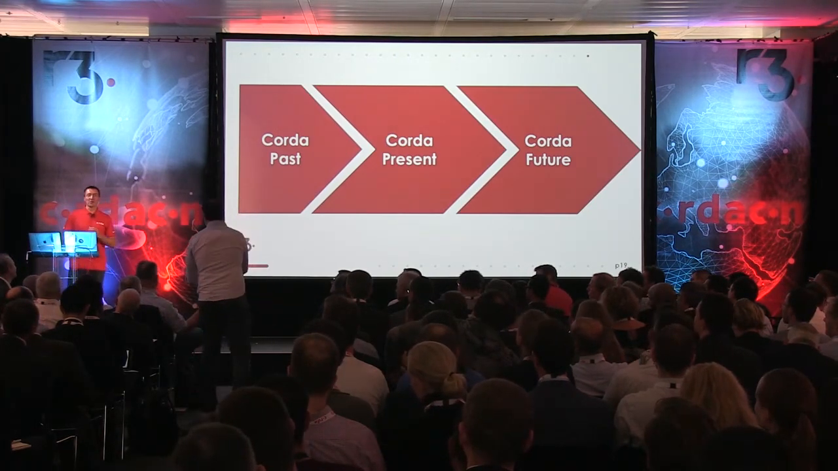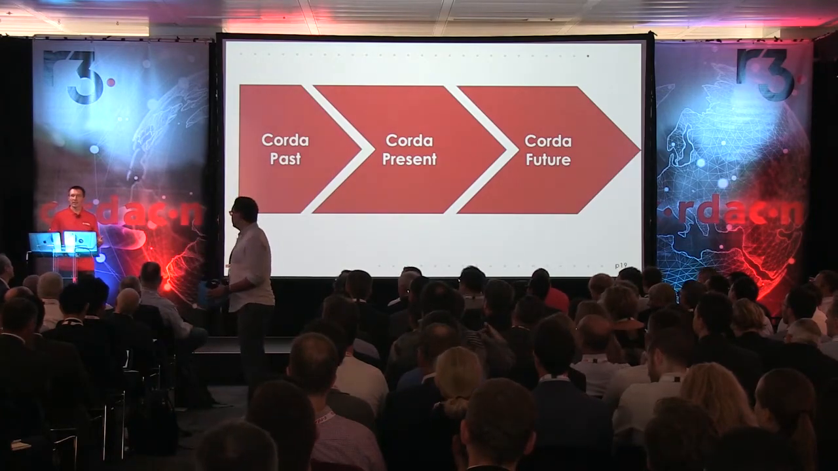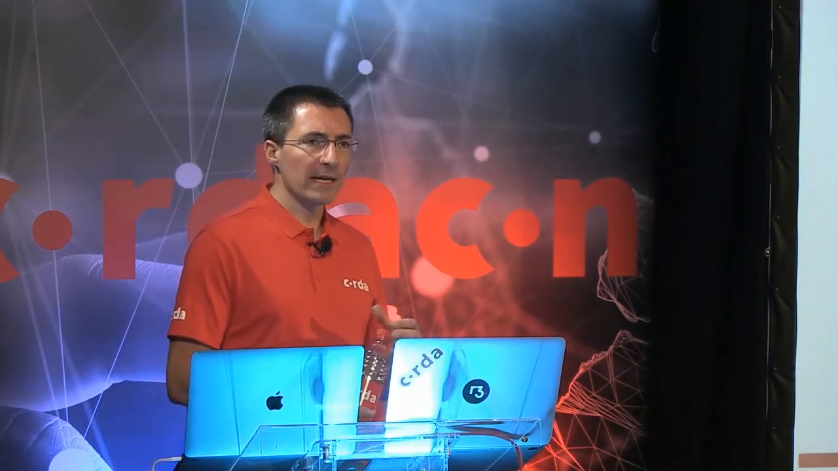Okay, I think the question was, how does R3 see itself differentiating itself versus the other firms? So I guess there's two things to this. How does R3 differentiate itself, and then how is Corda different? Because I guess they're not quite the same thing. So from Corda's perspective, I'm under no illusions.